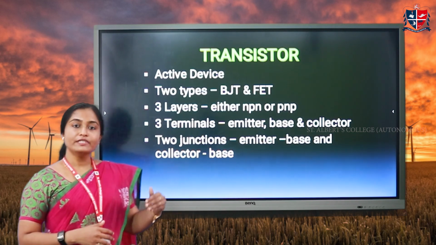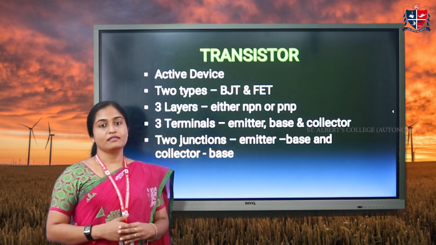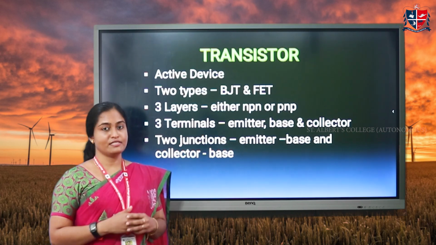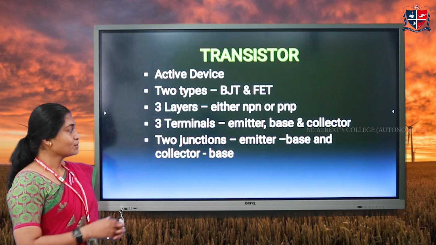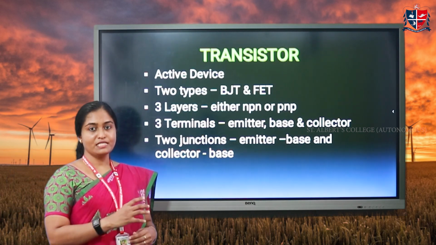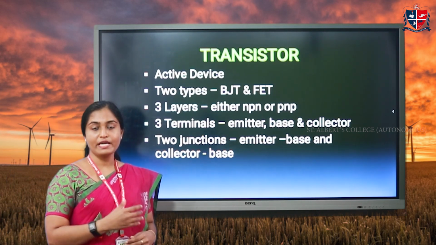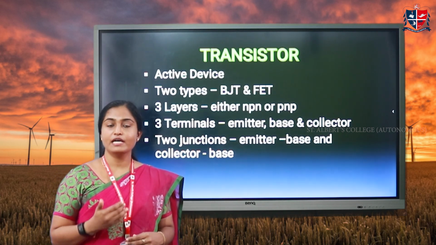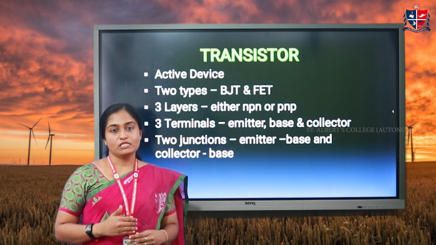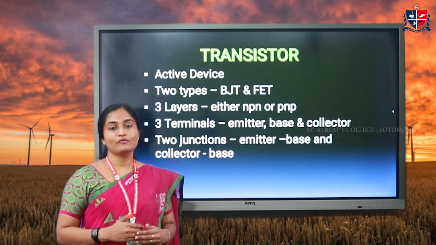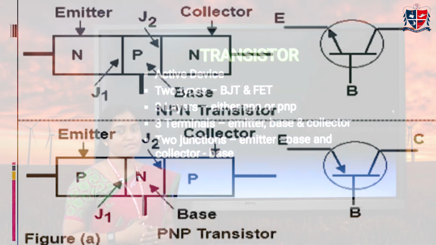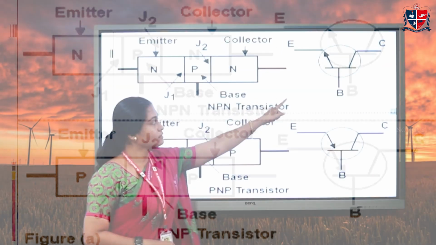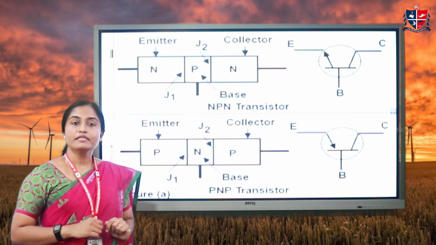Now, as we are having three layers in a transistor, there are three terminals, which are the emitter, base, and collector. Because of these three regions, three layers, we have two PN junctions. In a PN junction diode, we have only one PN junction, but in a transistor, we have two PN junctions. This is the block diagram of a transistor, and that one is the circuit symbol.